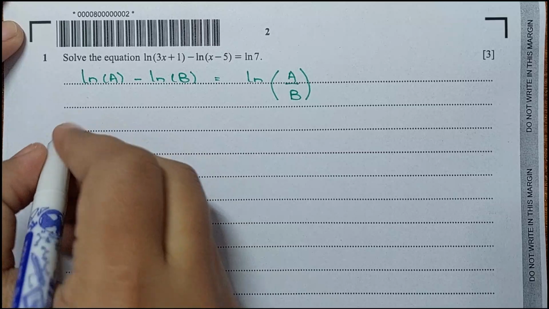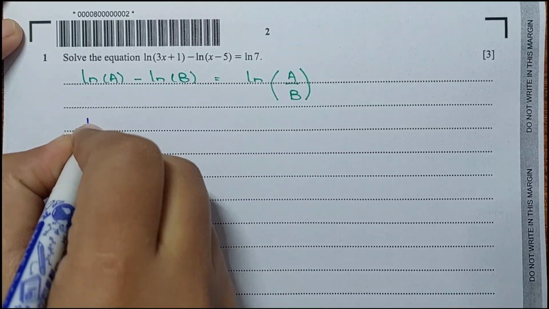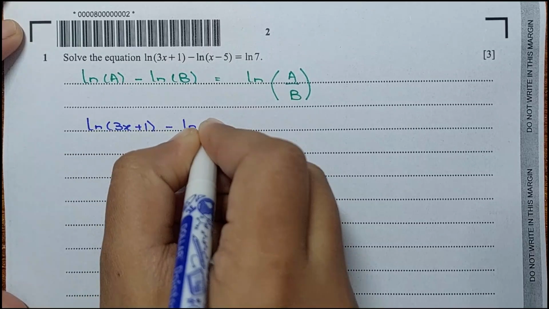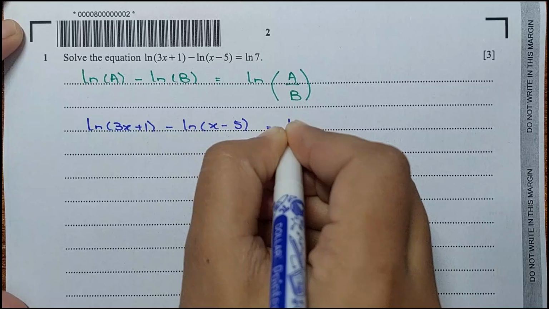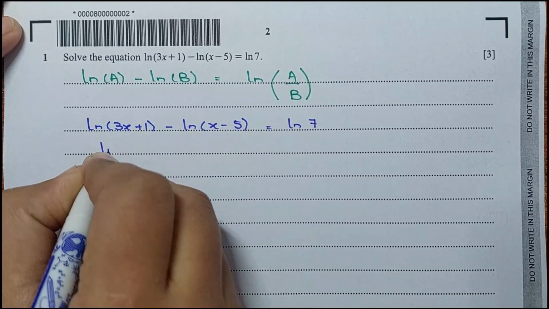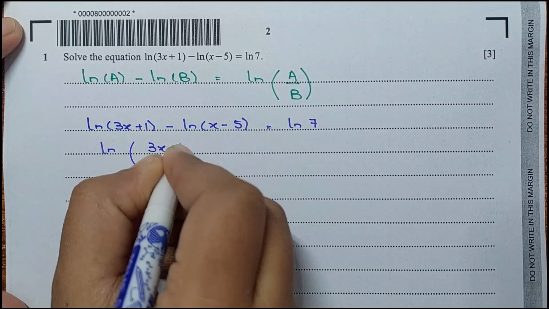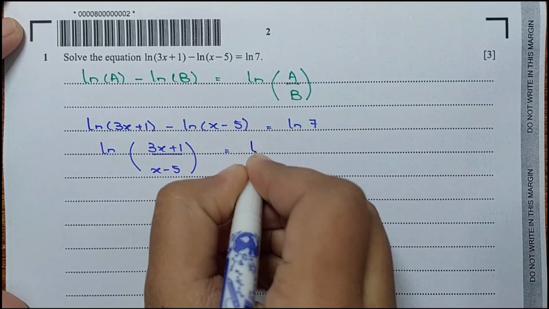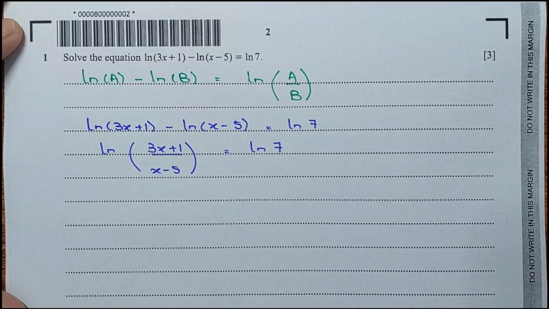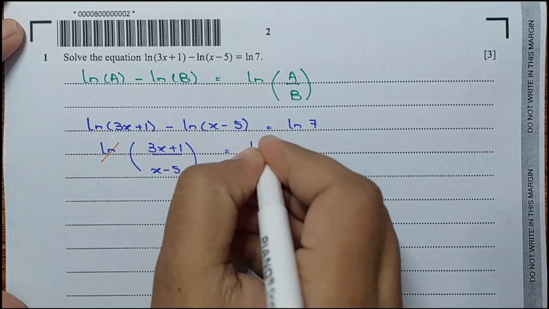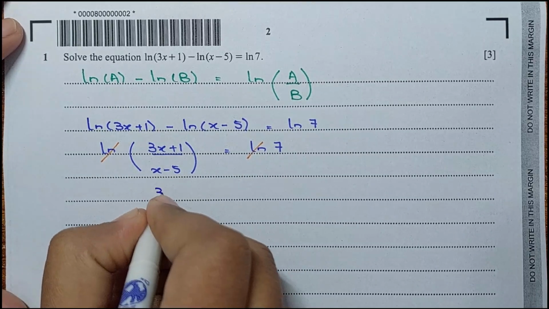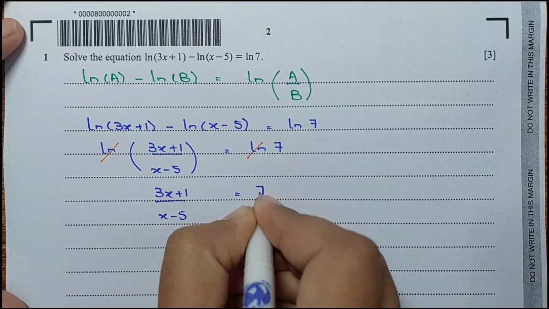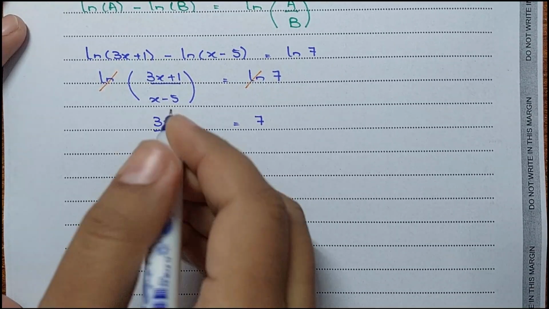Okay, so let me simplify. We need to solve ln(3x + 1) minus ln(x - 5) equals ln 7. Here we can say ln of (3x + 1) over (x - 5), because we have a subtraction sign, equals ln 7. When we have a log on both sides, we can cancel the logs, and we are left with (3x + 1) over (x - 5) equals 7. Now here we can easily get the value for x. Cross multiply.